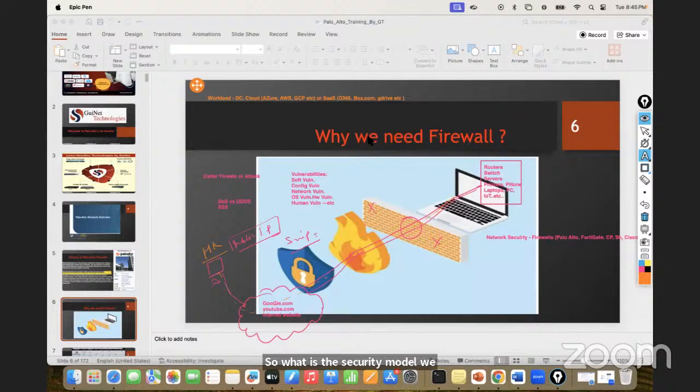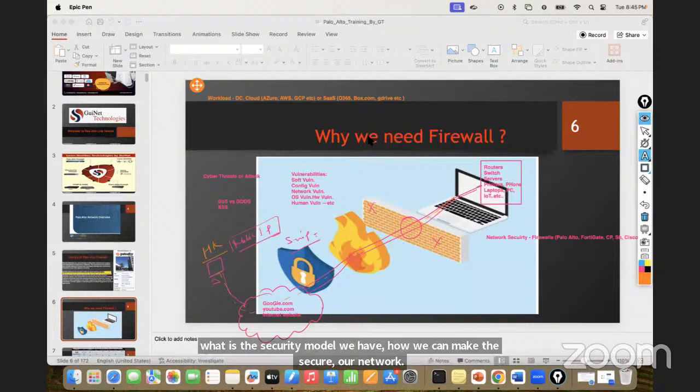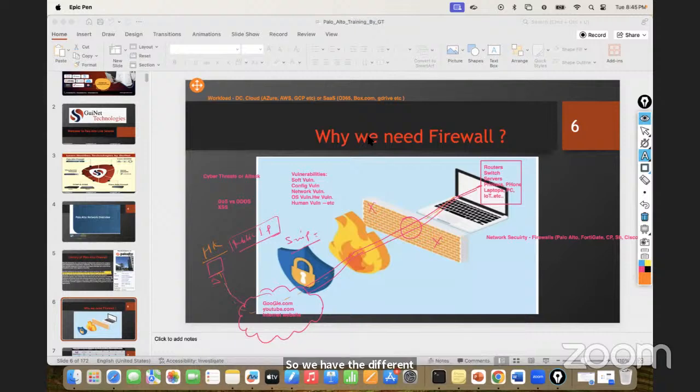How can we secure our network? We have different segments of security, and different products come into the picture. But what is the best way to secure my network? That also we have to understand. So let me simplify all these things.